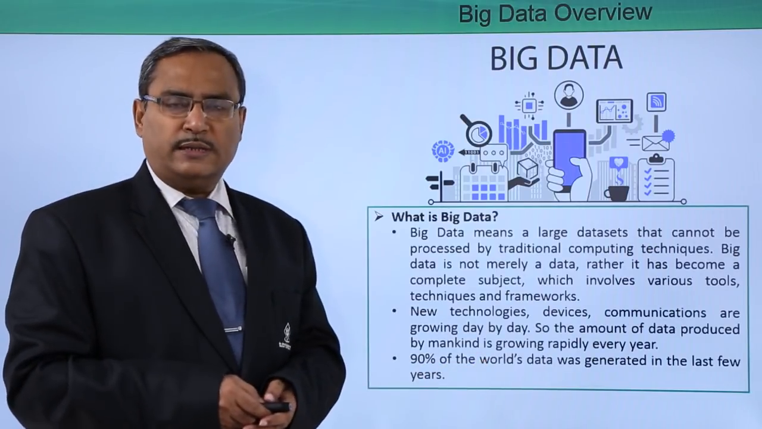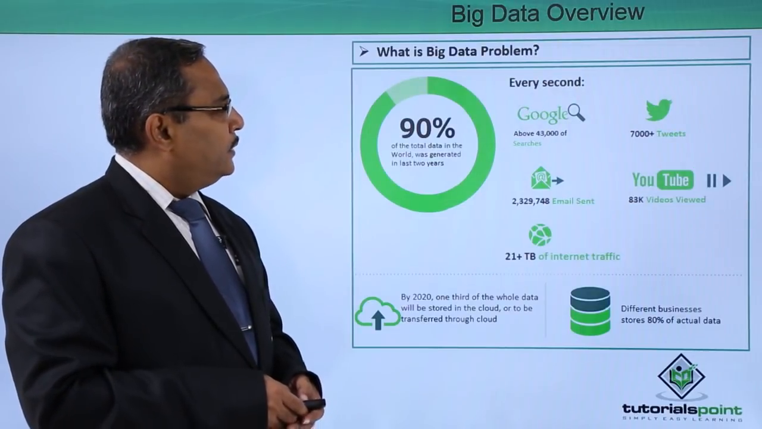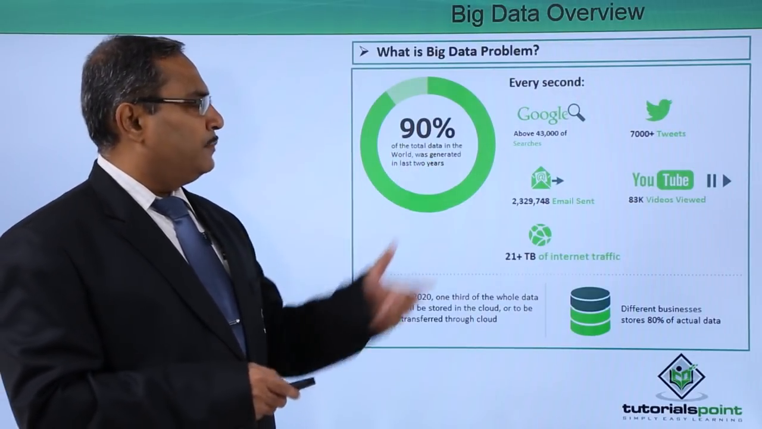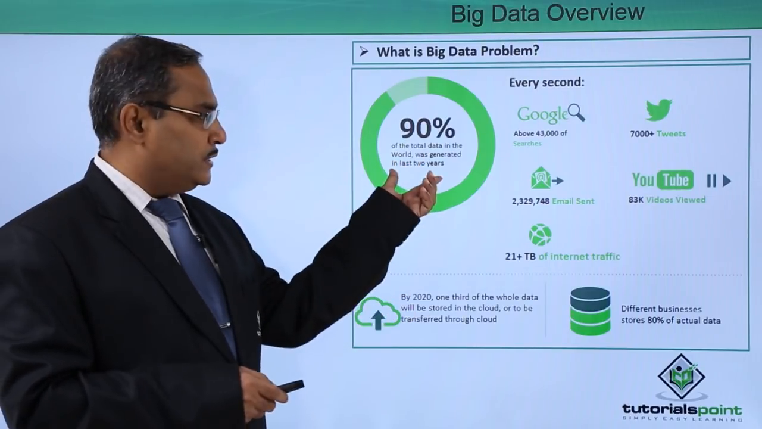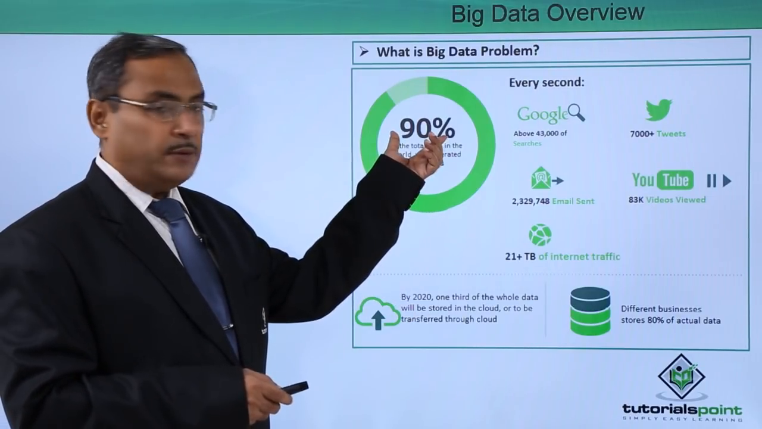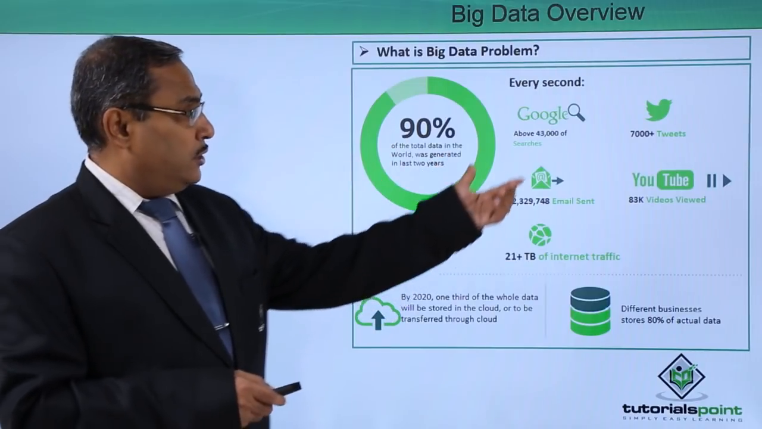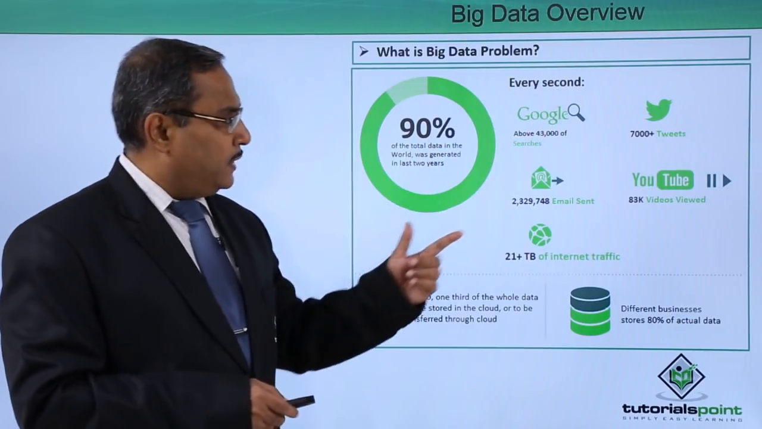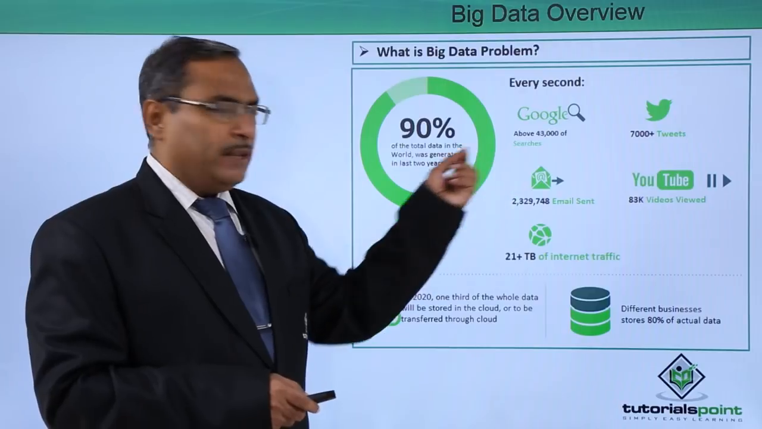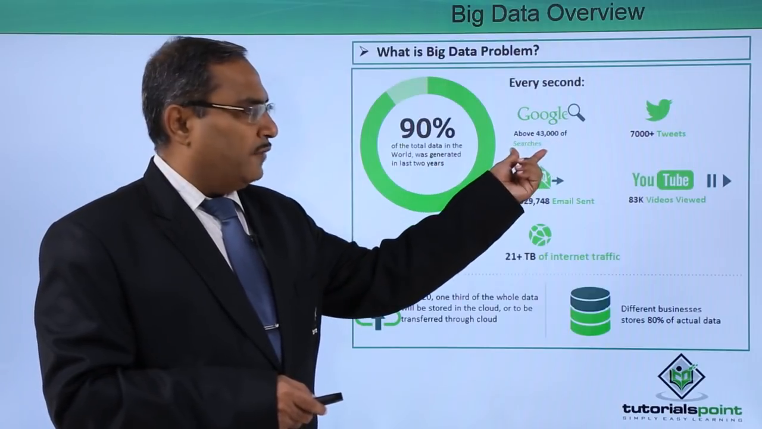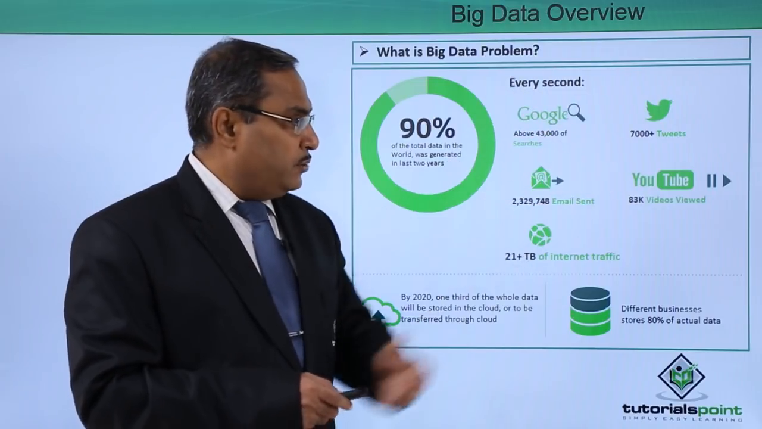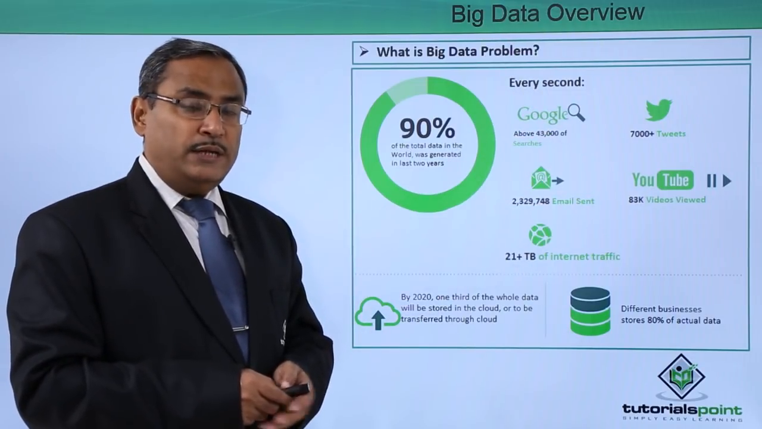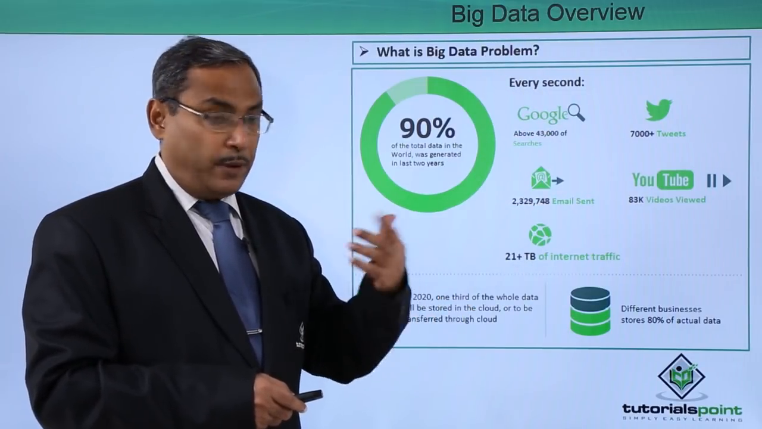Let us go with some statistics. Just consider this one: 90% of the data in the world has been generated in the last couple of years. Now for every second, Google is having 43,000 searches. Just consider these figures per second. And here we are having 7,000 plus tweets on Twitter per second.